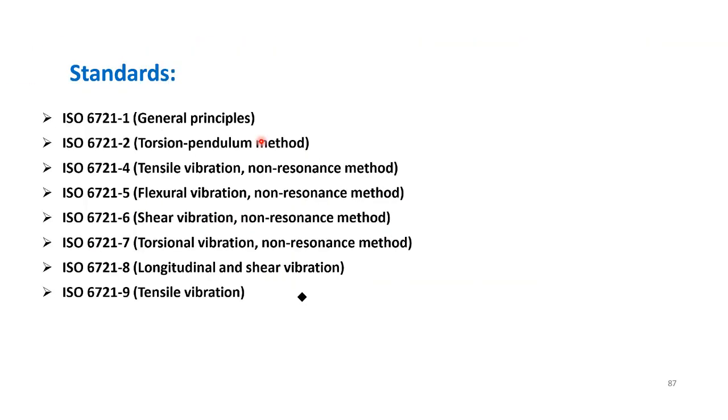So these are some of the standards which are used to perform this kind of DMA studies. For general principles, we follow ISO standard 6721-1. Then for the torsional or pendulum method, we use ISO 6721-2. And for the tensile vibration non-resonance method, 6721-4. For flexural vibration, 6721-5. For shear vibration, 6721-6. For the torsional vibration non-resonance method, 6721-7. Longitudinal and shear vibration, 6721-8. And for tensile vibration, 6721-9.